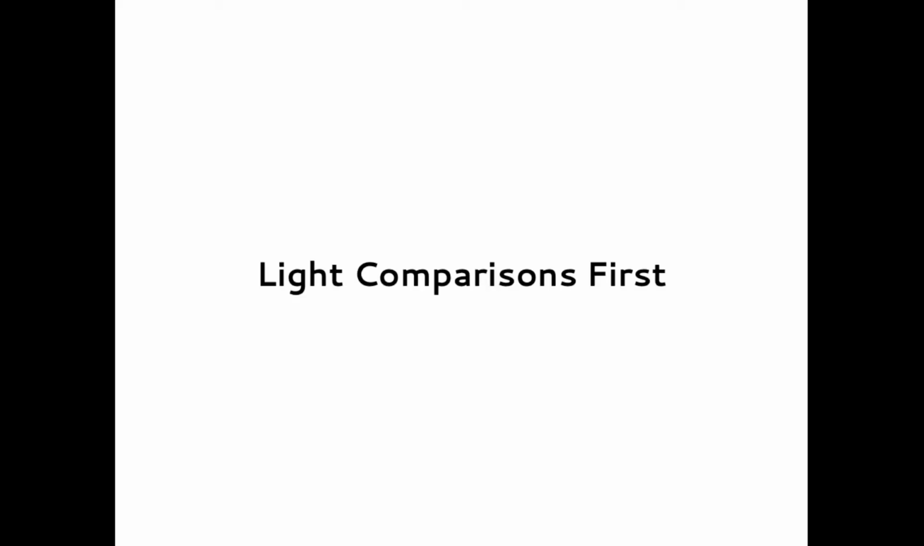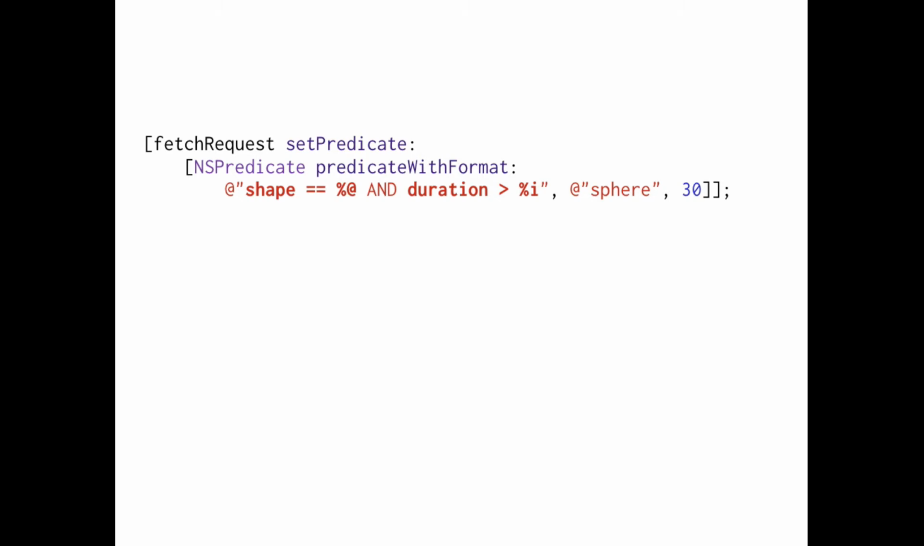So let's talk about predicates. When you're doing these fetches, you generally want to limit what you're fetching, and a predicate is the way to do that. But when working with predicates, you should do light comparisons first. So let's say I want to look at all UFO sightings that are a sphere shape and a duration of less than 30 seconds. So this means someone saw a sphere in the sky for less than 30 seconds.